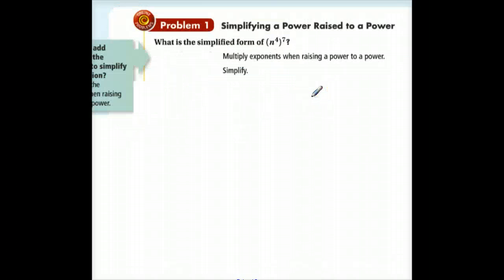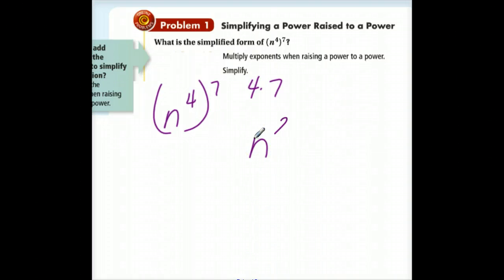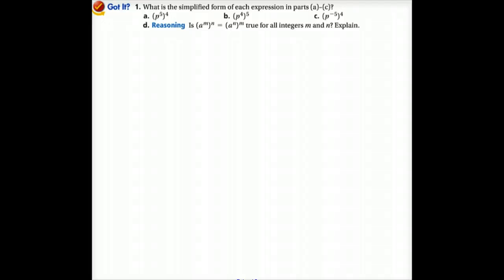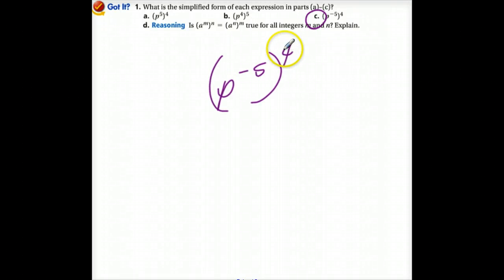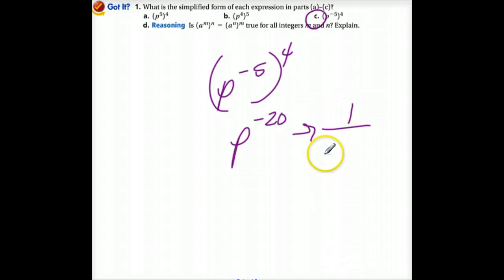Let's do an example. So if I have n to the fourth raised to the seventh power, power to a power, I'm going to multiply 4 times 7. N to the 28th power is my answer. Don't forget, let's look at C with a negative. P to the negative fifth raised to the fourth. I still do power to a power, I still multiply. P to the negative 20th is my answer, which, when you have a negative exponent, we can put it on the denominator and the exponent becomes positive.